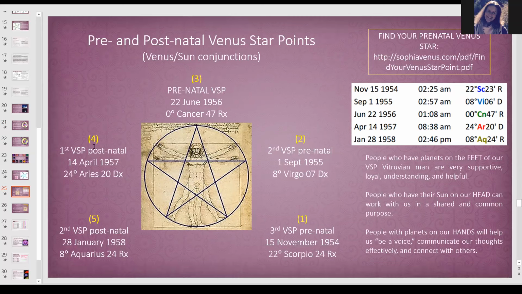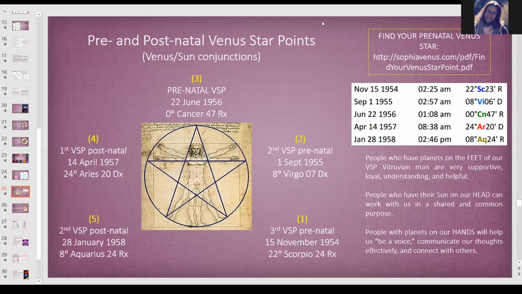And the first Venus star point postnatal on the 14th of April 1957 is at 24 degrees Aries, and that's at one of the arms. And lastly, the foot is the second Venus star point postnatal on the 28th of January 1958 at 8 degrees Aquarius. And you can find your prenatal Venus star here at sophiavenus.com. And here's the data that I used, which I extracted from the chart that she provided.